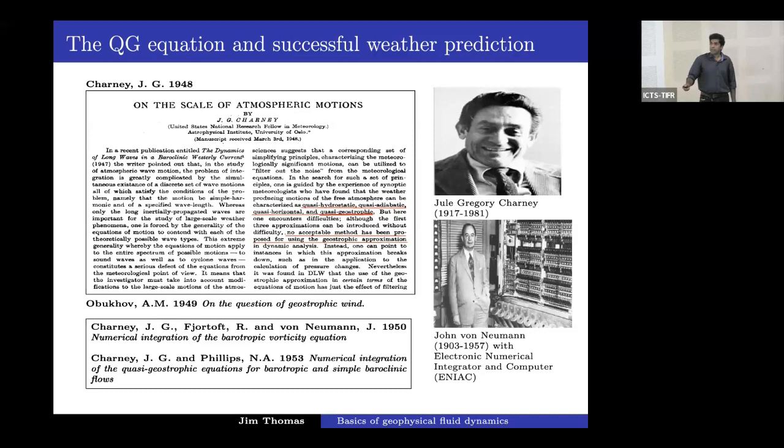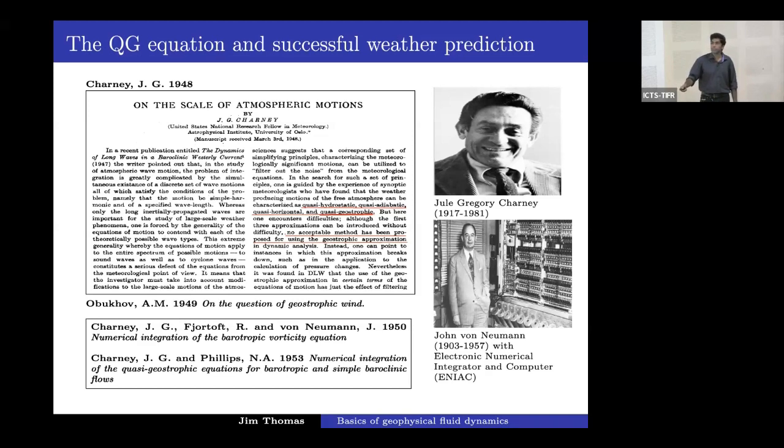Charney derived this around the time when the first computer was available: ENIAC, many of you might have heard this name. Von Neumann was at the IAS in Princeton at this time, and he had access to ENIAC, and he was looking for things that could be tried out with this computer. He wanted equations that could be solved with it. Rossby, whose Rossby number we saw earlier, introduced Charney to von Neumann, and they collaborated. On this computer, for the first time, they integrated the quasi-geostrophic equation and simpler versions of that equation, and these were the first successful computer weather forecasts.